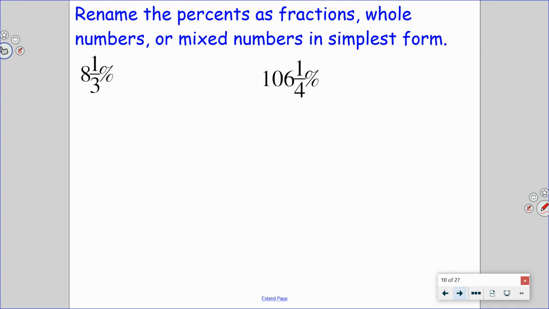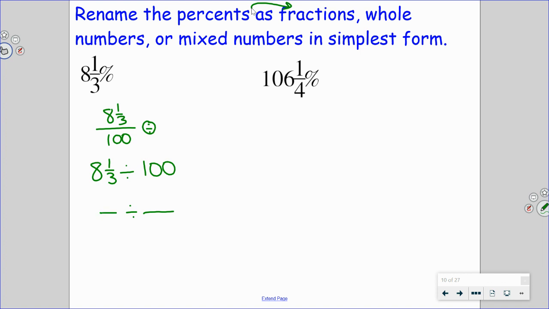Now, I think this is the most challenging part of the lesson, so let's pause, rename these percents, still changing percents into fraction form. And if I were to rewrite 8 1/3 as a fraction with 100 in the denominator, now look what we have. Let's write this in old school division form. We have 8 1/3 divided by 100. Which can be rewritten, of course, anytime you're dividing whole numbers, fractions, mixed numbers, you want to change them into improper fractions. So I'll rewrite 100 as 100 wholes, and I'll rewrite 8 1/3 as 25 thirds.